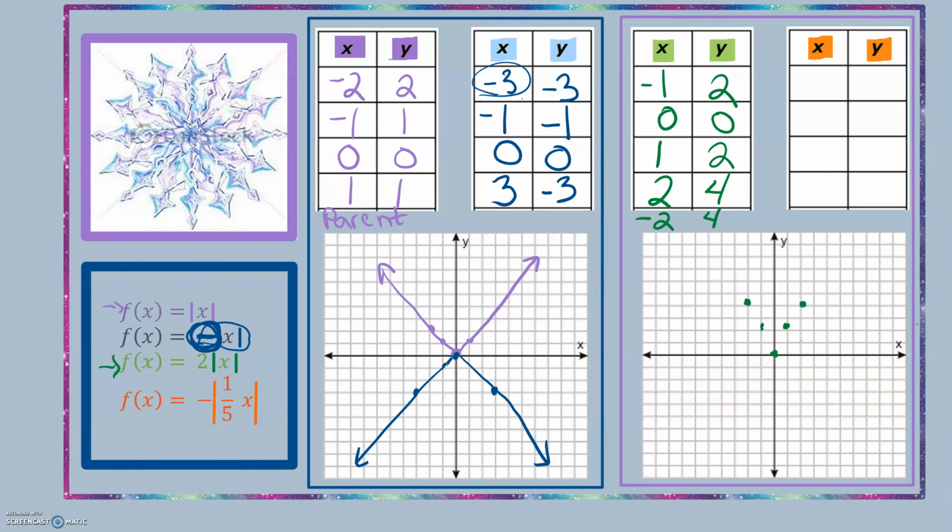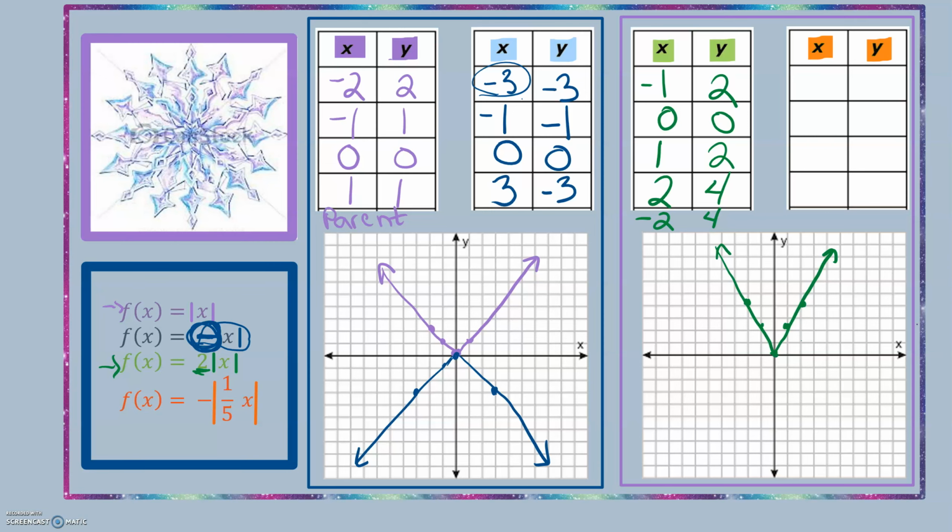All right, so now I have enough points and I can go ahead and graph. I want you to look at that. What happened to that graph? Look at this green graph in comparison to the purple graph, right? Because that purple graph, that's our parent function. That's as basic as it can go. What changed when we put that positive 2 in front of it? What changed in that shape?